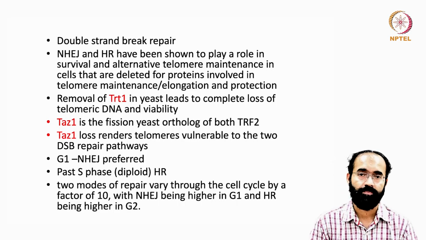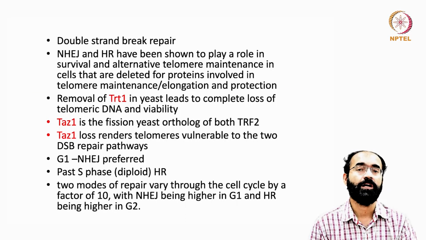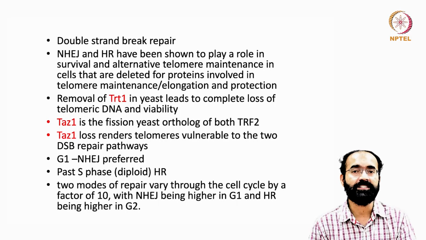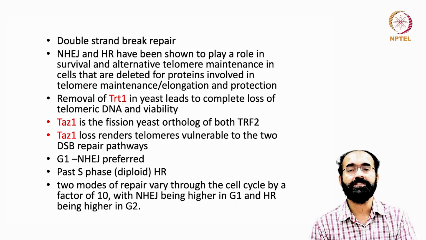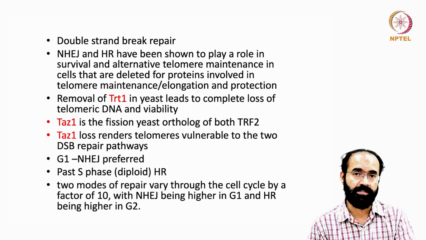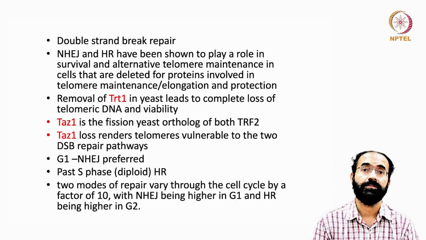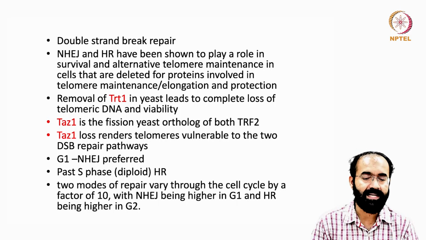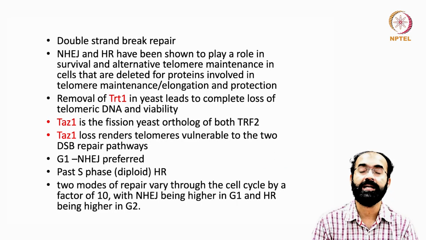So once it has passed the G2 phase, then HR is preferred. The reason is very simple: in S phase it has already replicated, so if you have DNA damage, it has a template to look at to know which copy you should be making. So homologous recombination is preferred post the S phase. So the two modes of repair vary through the cell cycle by a factor of 10, with NHEJ, non-homologous end joining, being higher in G1 phase and HR being higher in G2 phase.